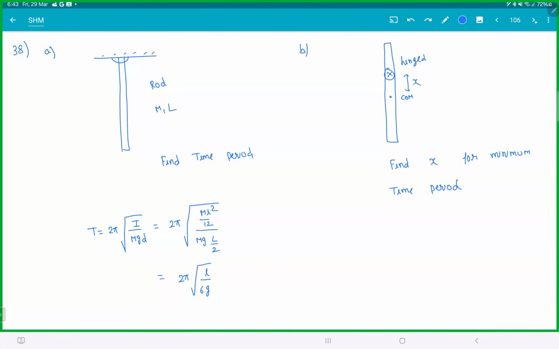Second one, answer everyone. Try. I'll give another 30-40 seconds. You have to differentiate for maximum and minimum.